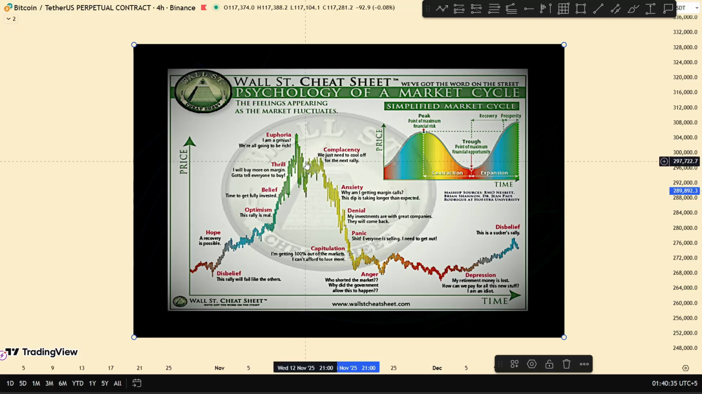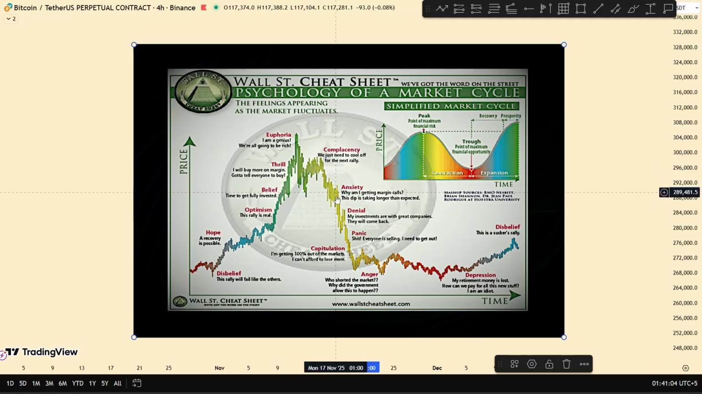Now this is a retest, but in the market psychology, we call this complacency. People are thinking we just need to cool off for the next rally. Of course, this is just a retracement and we are going to go higher. But what happens is that we don't go higher. This was the top. And after complacency, there comes anxiety.